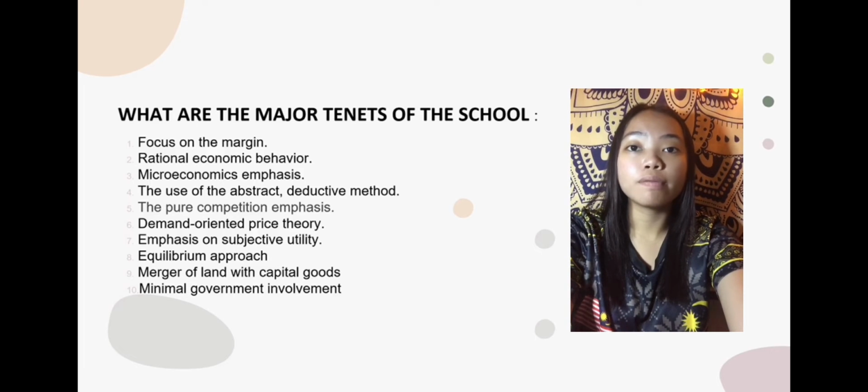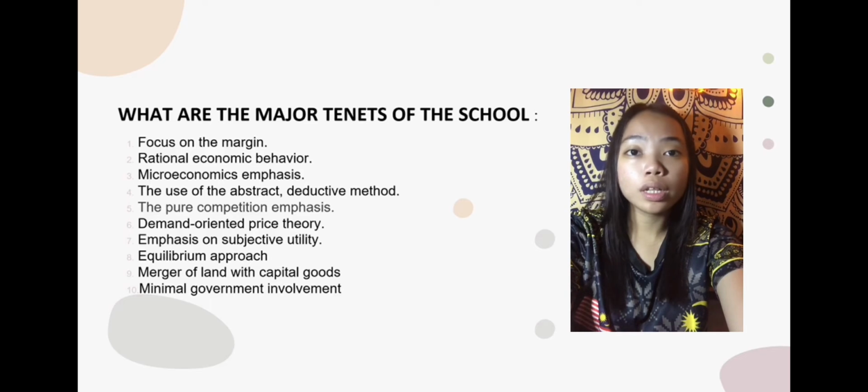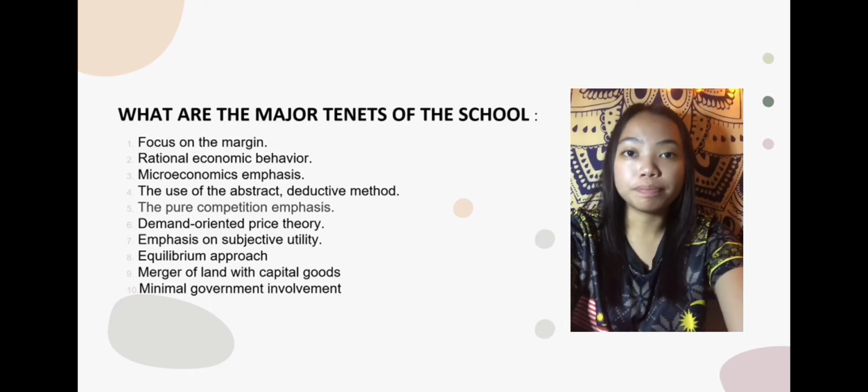Number seven, we have emphasis on subjective utility. According to the marginalists, demand is controlled by marginal utility. It is a subjective, psychological phenomenon. Cost of production includes the sacrifice and hardship of the work, managing a firm, and saving money to develop a capital fund.